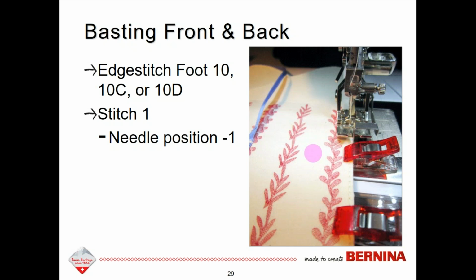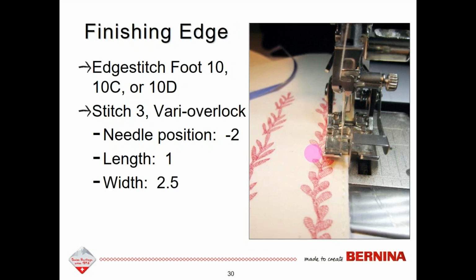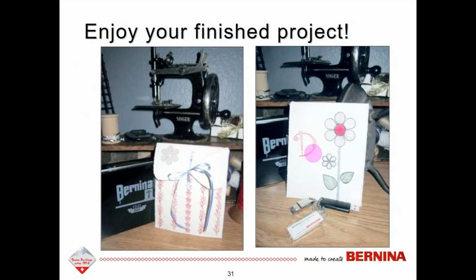And I used edge stitch foot number 10 and stitch number 1, needle position of -1, and went all around the front and the back. And then finished the edge with the edge stitch foot 10D, stitch 3, the same needle position as I used before, length of 1 and width of 2.5. And that is the finished project.